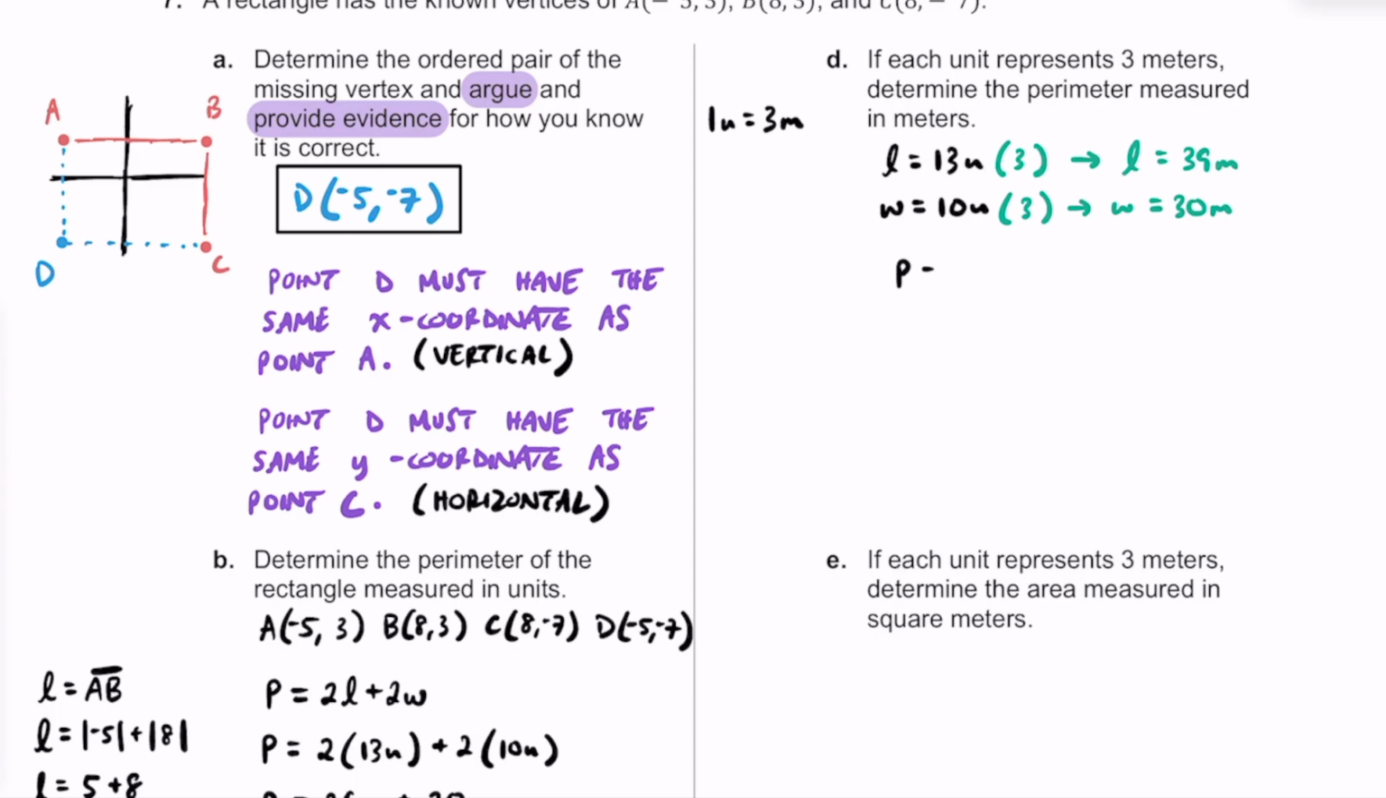And so we have our new measurements of the length and the width measured in meters, so we can use the same formula for perimeter.